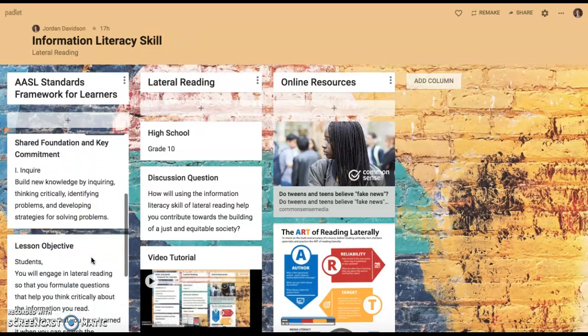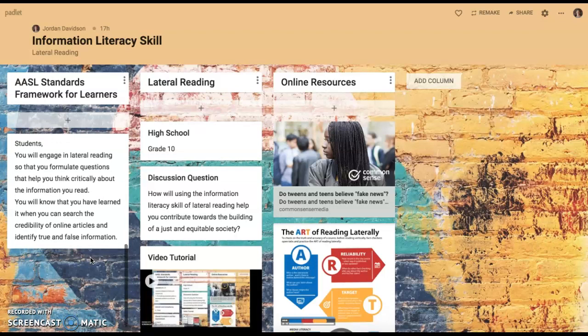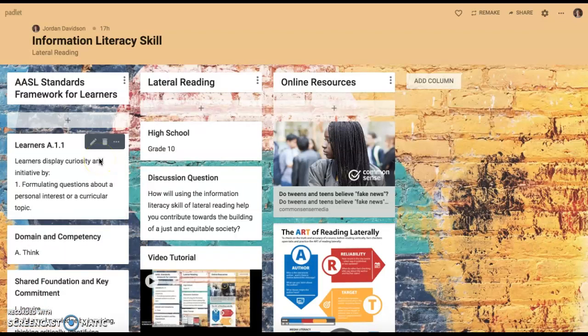Today's lesson objective will be on how to engage in lateral reading so that you can formulate questions that help you think critically about the information you read. You will know that you have learned it when you can search the credibility of online articles and identify true and false information. The American Association of School Librarians standard that this topic relates to is Learners A11.